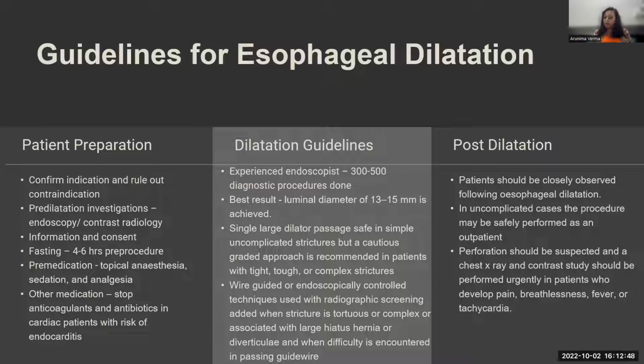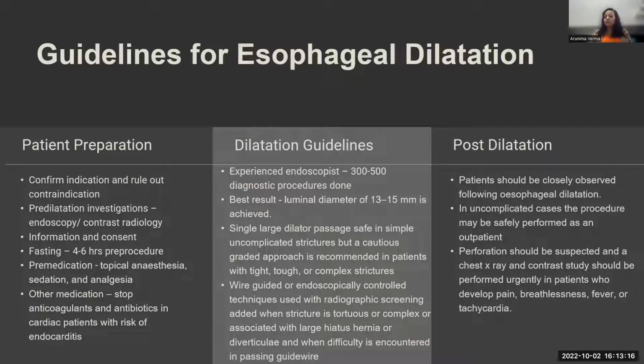So when we talk about the dilatation guidelines, it should not be done by beginners. At least 300 to 500 diagnostic procedures should have been done by the endoscopist before taking up this procedure. And the best result is when a luminal diameter of 13 to 15 millimeters is achieved. A single large dilator can be passed safely in simple, uncomplicated strictures, but usually a graded approach is recommended in patients with tight, tough, or complex strictures.